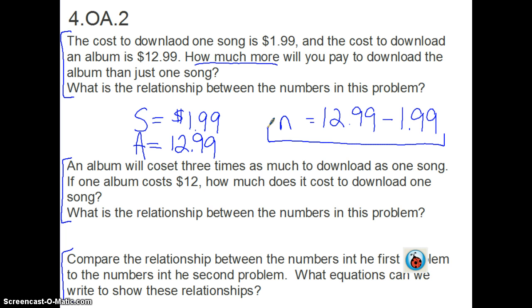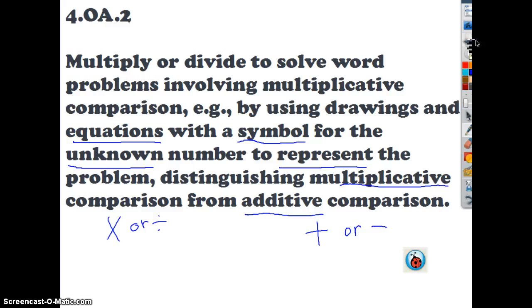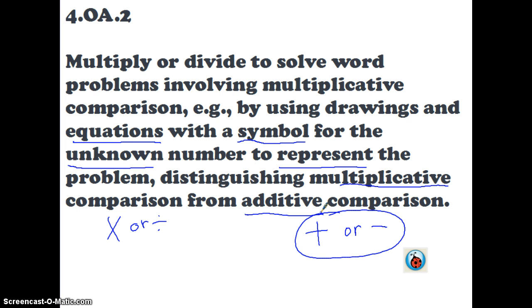But don't forget that there is a question: what is the relationship between the numbers in this problem? When we're looking back at the original question, how much more will you pay? Again, we have to consider the equation that we created. And that equation involves a symbol, an operation. And if you understand that operation and you refer back to the standard where you were talking about either a multiplicative comparison relationship or an additive comparison relationship, you will be able to identify what the relationship is for the problem.